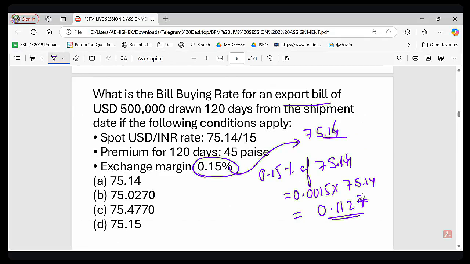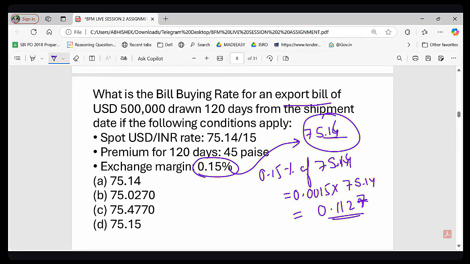So now let's move forward. After deducting the margin, what is the new rate? I request everyone to interact. Whatever you think is correct, please type in the chat box. We have to deduct the margin from the 75.14. After deducting the margin, what is the new rate?